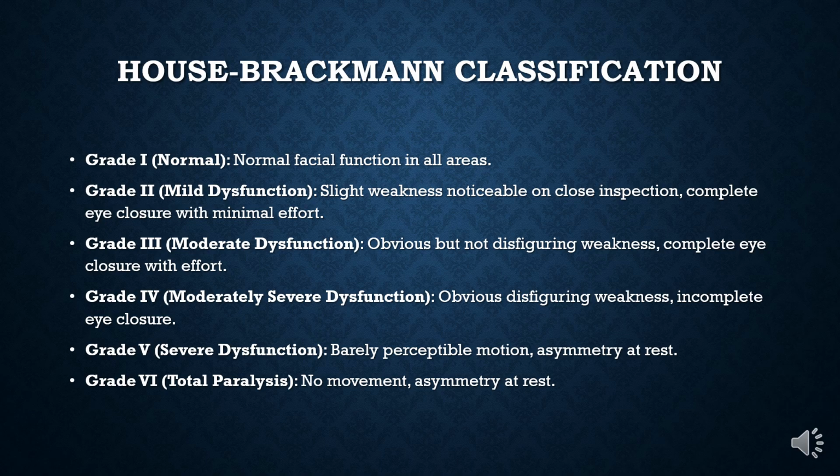Grade 4 indicates moderately severe dysfunction, in which there is obvious disfiguring weakness and incomplete eye closure. Grade 5 indicates severe dysfunction, in which there is barely perceptible motion and asymmetry at rest. And grade 6 indicates total paralysis, in which there is no movement and asymmetry at rest.